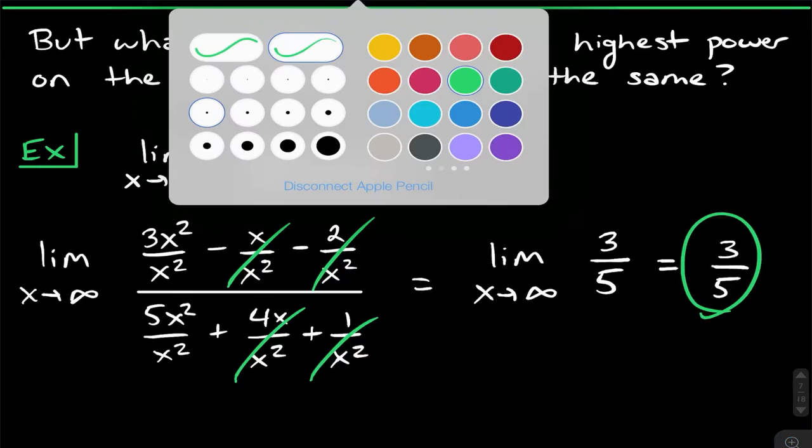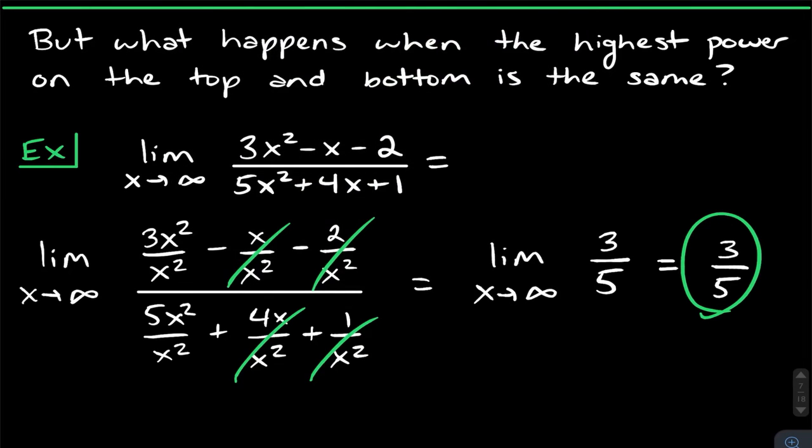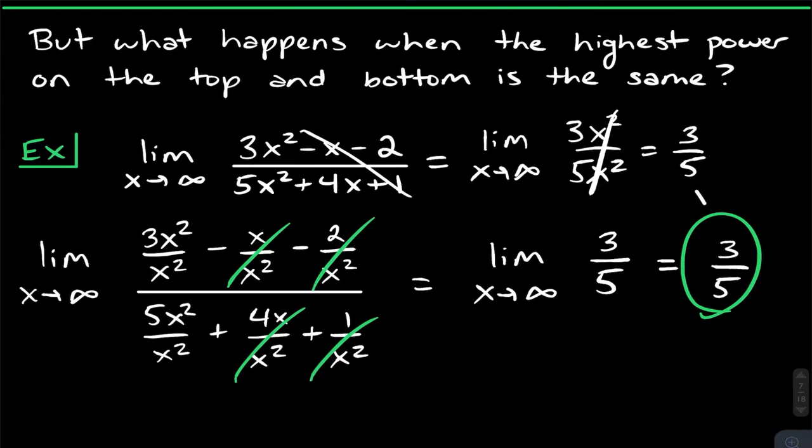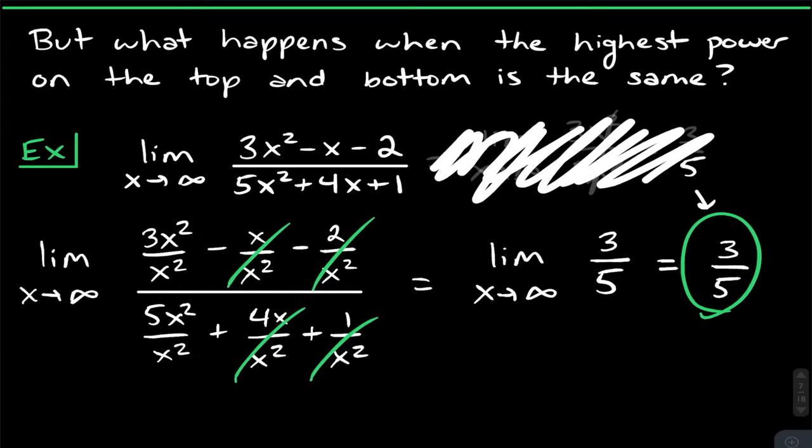Maybe a better way to write that would be, since all these other terms don't matter anymore, this really ends up just being the limit as x approaches infinity of 3x squared over 5x squared. Then you can see a little bit better how the x squareds cancel off, and you get that 3/5. Okay? So hopefully that makes a little more sense to you now of why that happens.